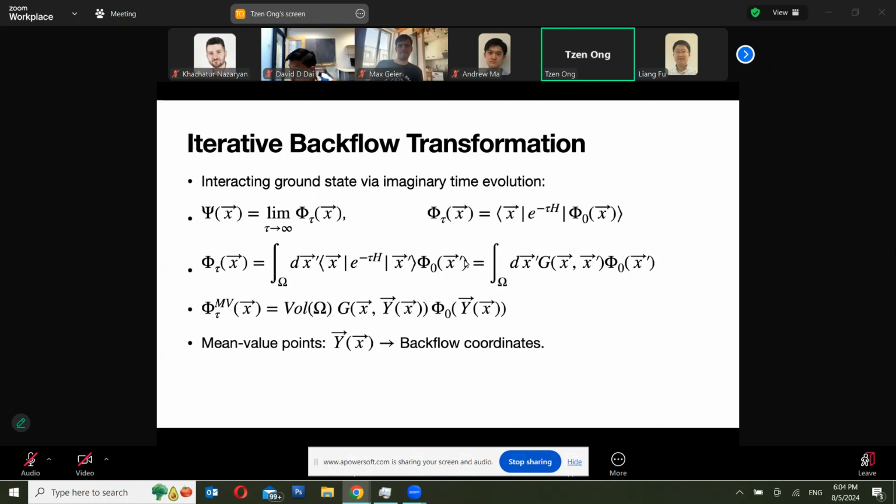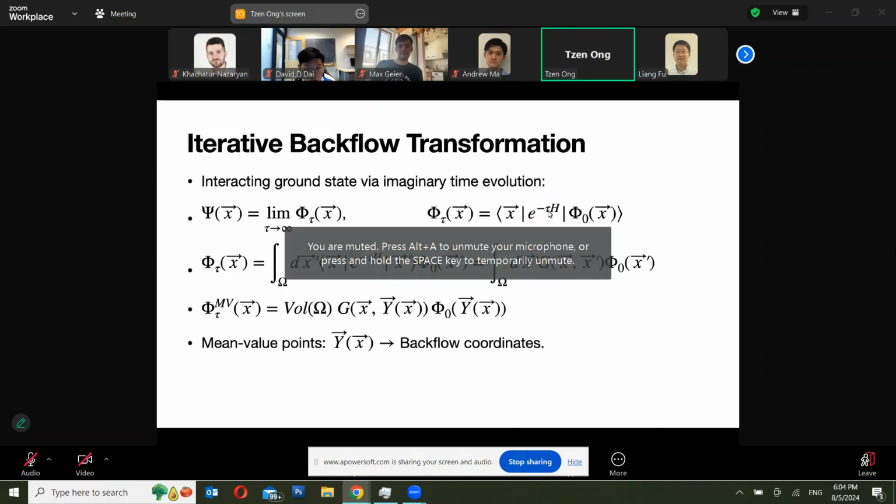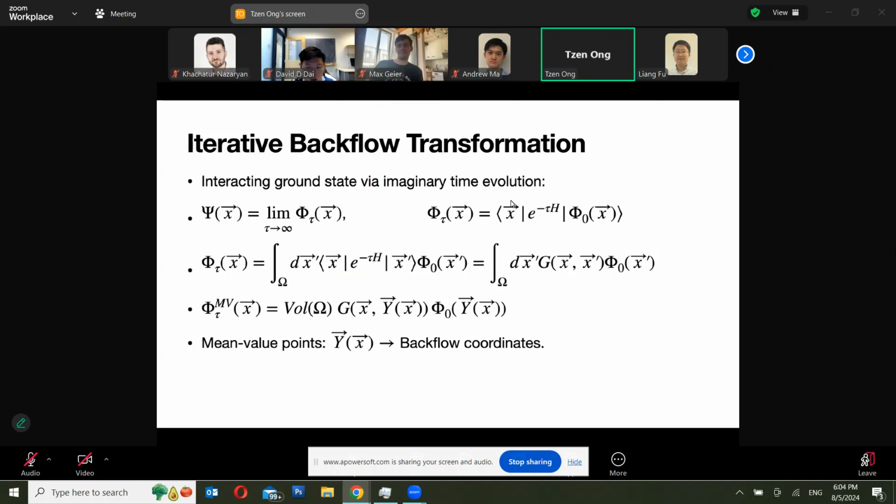So the main physics motivation for this is the iterative backflow transformation. The way they conceive of this backflow coordinates is to carry out an imaginary time evolution of an initial state phi naught. Then you apply the thermal density operator e to the minus tau H to it, and then you take the x or k position representation or whatever you like, and this will be phi tau. So basically, it's the imaginary time evolution of some initial state.